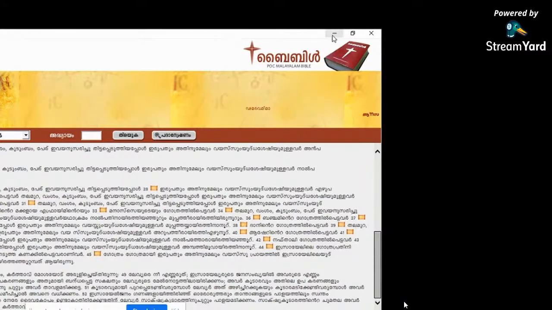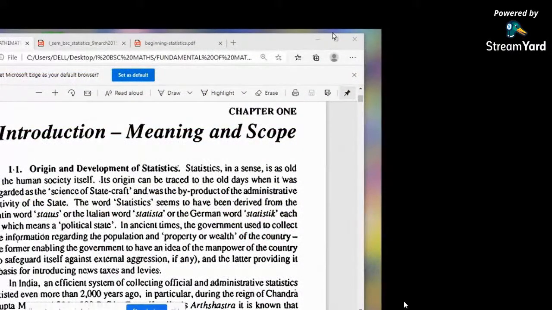So that means we can see the collection of data from the BC 1500 year. The Bible is a historical book, and all the historical data regarding Israel, Egypt, and Mesopotamia are available in the Bible. So that means statistical enumeration, statistical data collection, started in the ancient years.